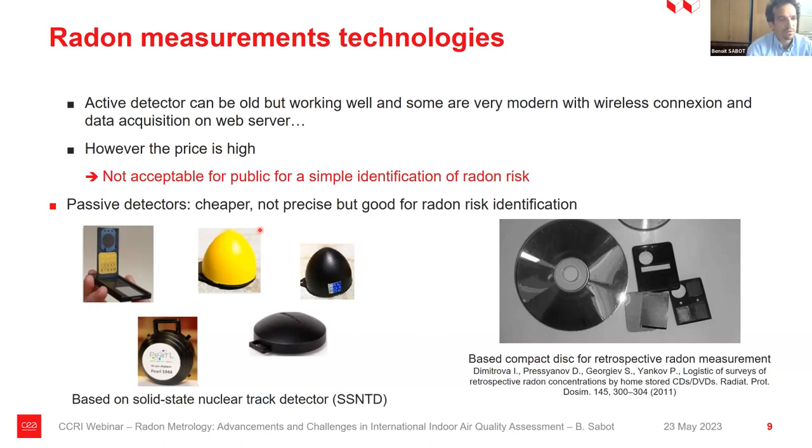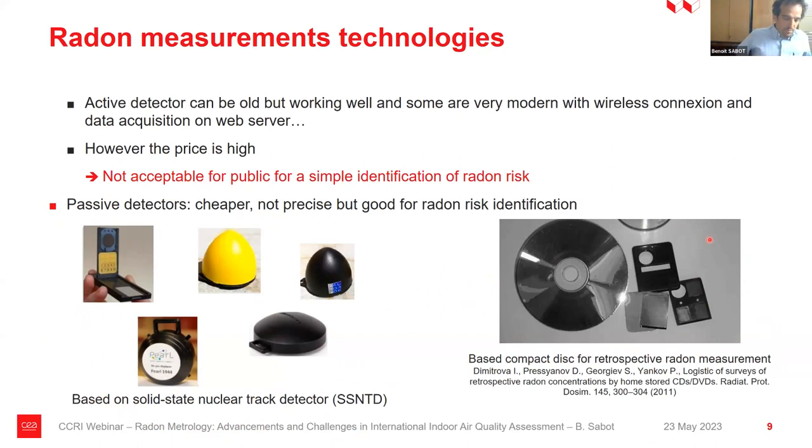That's why another kind of detector was developed: passive detectors, which are very cheap. They are not precise enough to give you a very precise activity concentration, but at least they are good to say if you have a radon risk in your house. In this picture, you can find some standard ones I found on the internet, which are based on solid state nuclear track detectors, used for example to measure the dose of people working in reactors, but now used to see if you have radon in a house. And one other very funny track detector is a nice measurement technique based on a compact disc for retrospective radon measurement.